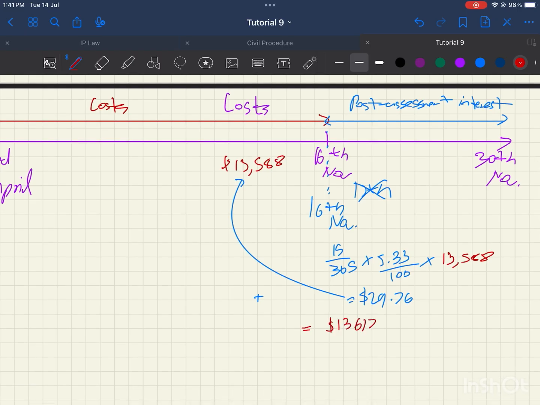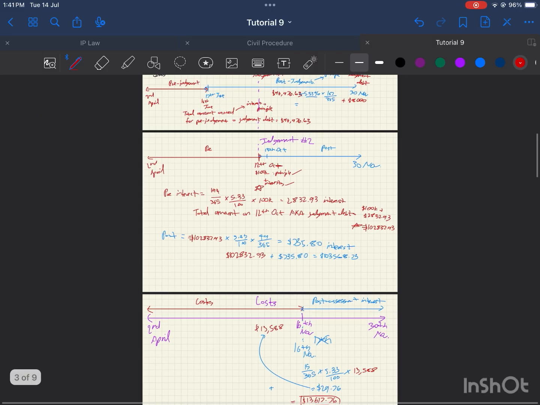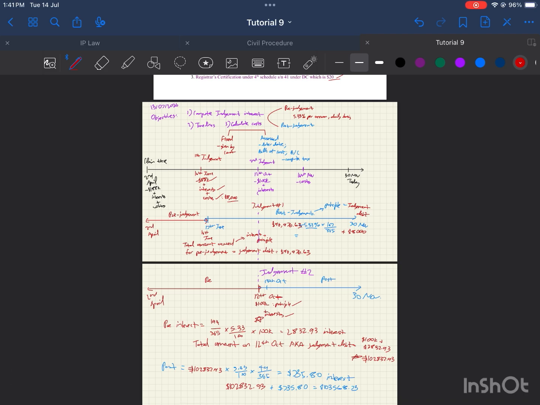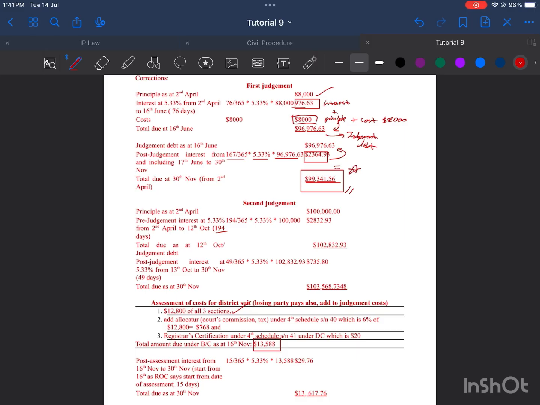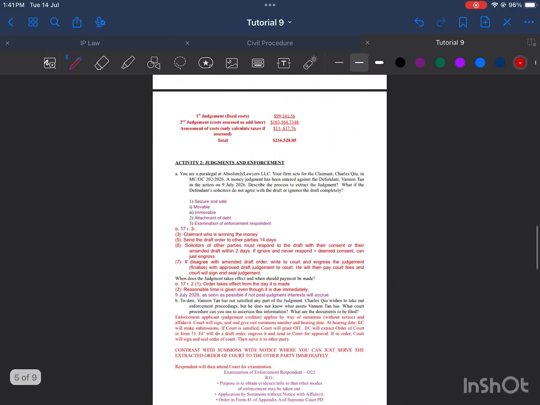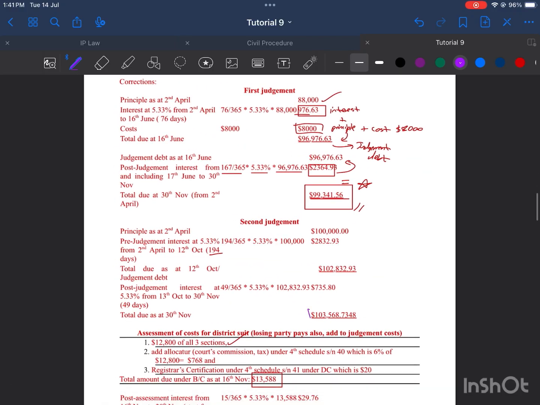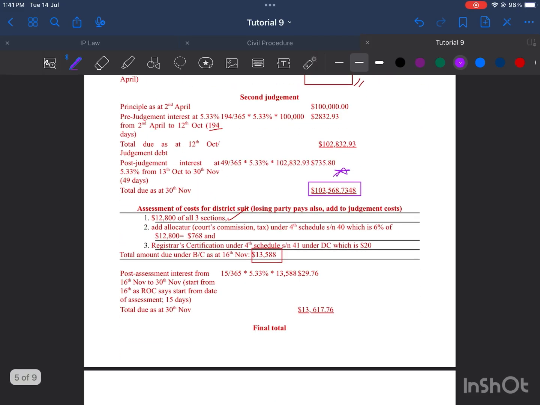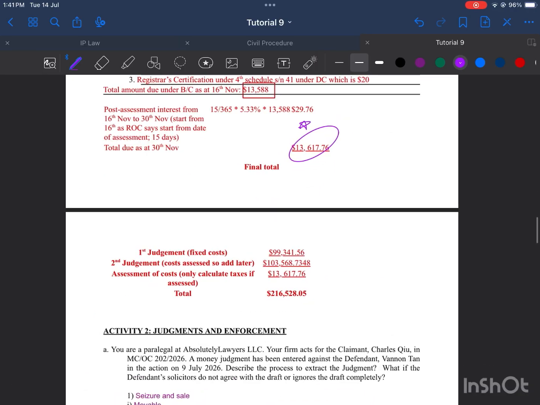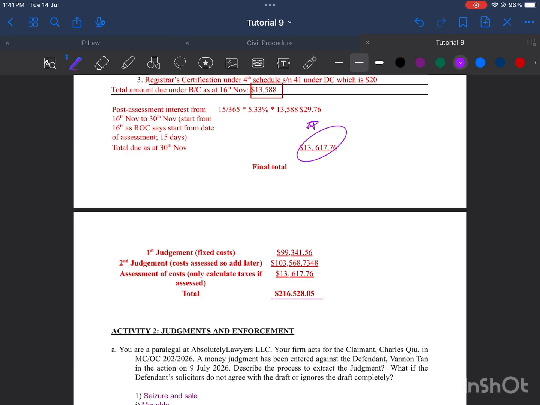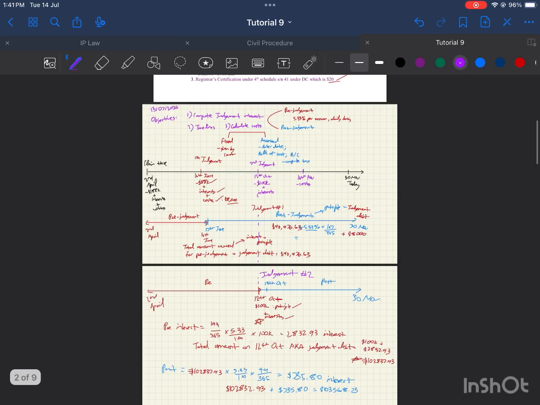So this is the cost, right? So the first judgment is this. The second judgment, what color do I use for the second judgment? Purple, right? Second judgment is this. And then the third thing you gotta add is cost, which is this much. So you gotta add everything up, and then you'll get the final answer, which is $216,528.05.